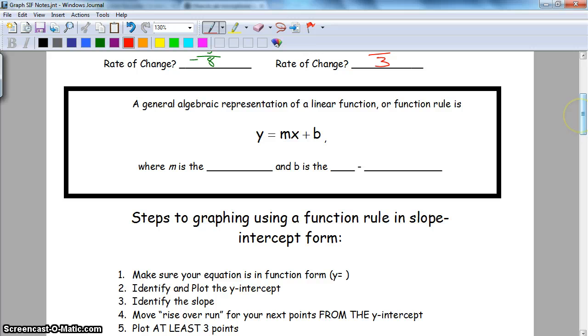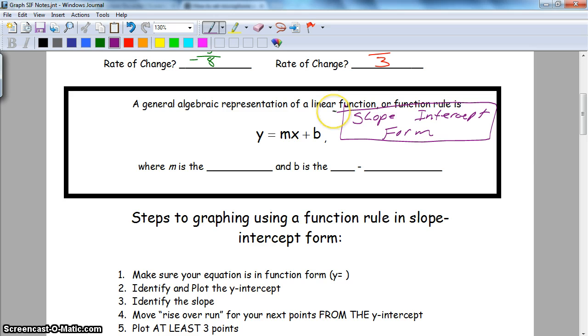Now today we're going to talk about a general algebraic representation of a linear function, where the function rule is y is equal to mx plus b. Now this is also called slope intercept form. Slope intercept form.